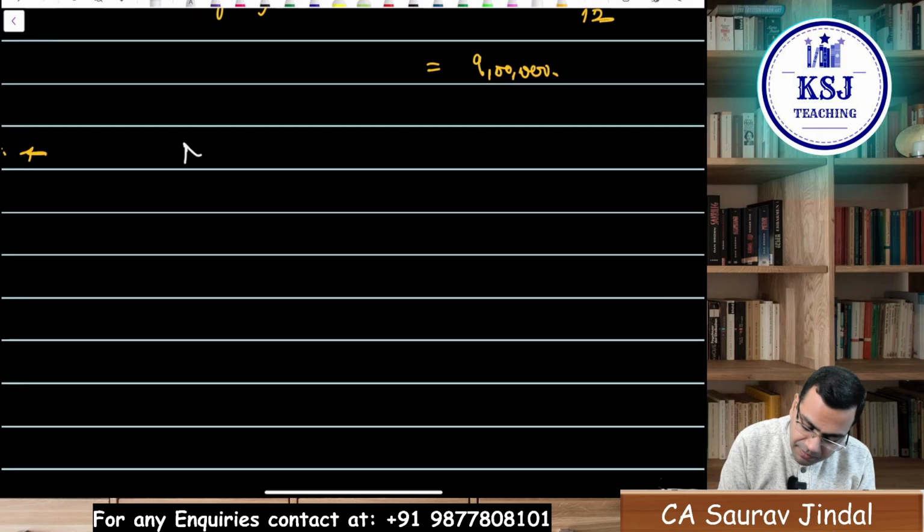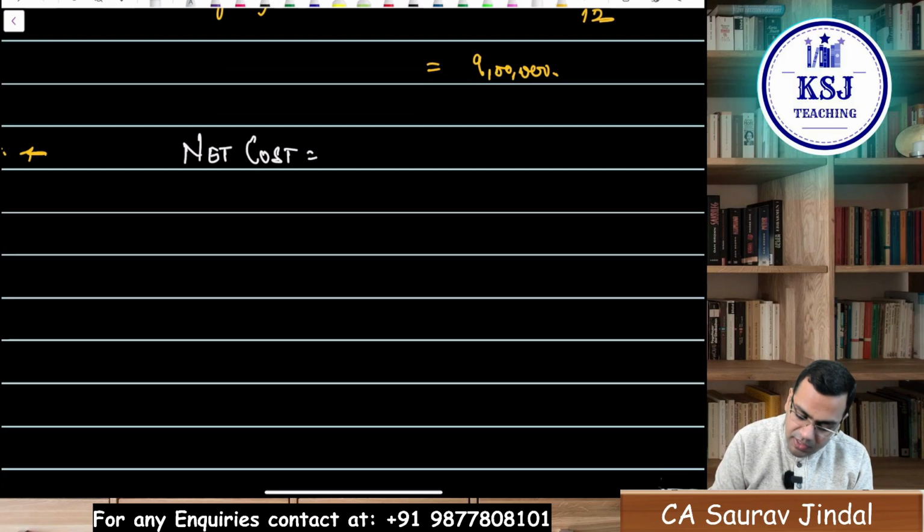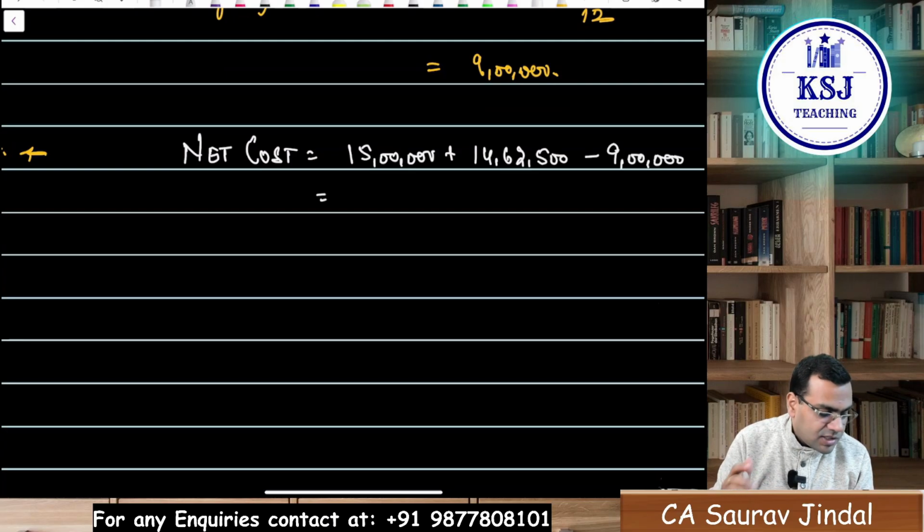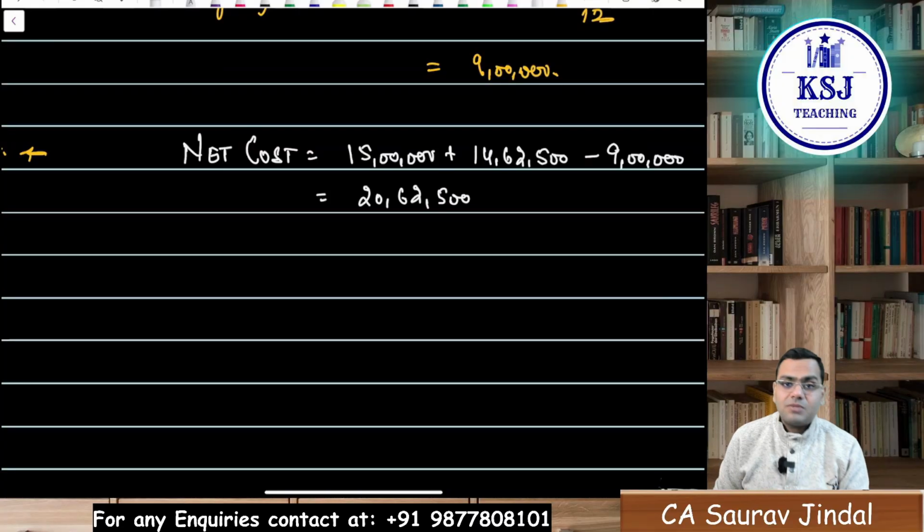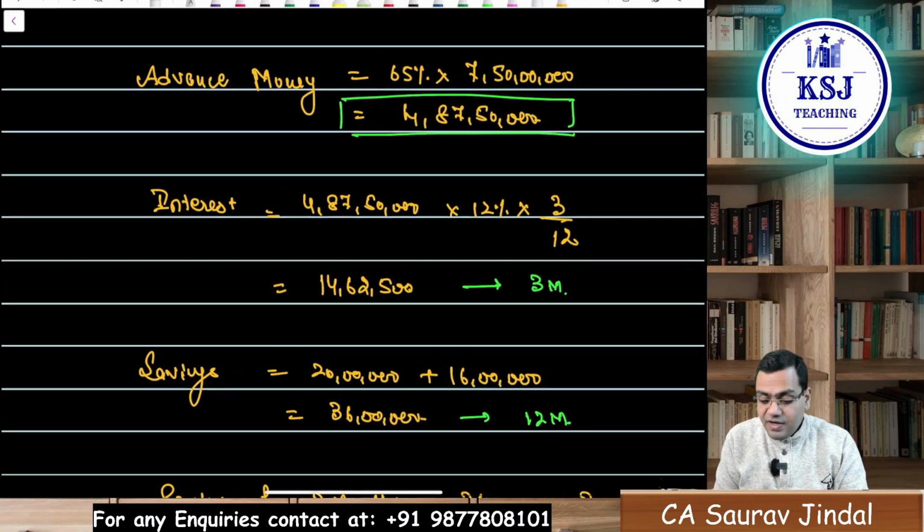What do you mean by net cost here? Net cost here means the commission cost. What is the commission cost? That is 15 lakhs plus the interest cost of 14 lakh 62,500 minus the savings of 9 lakh. This will give you the net cost that he has to bear. That comes to 20 lakh 62,500.